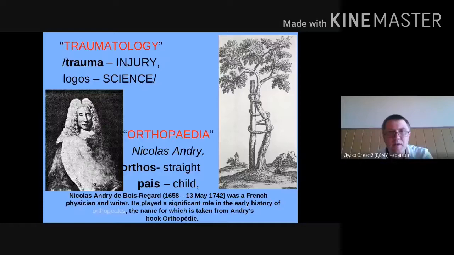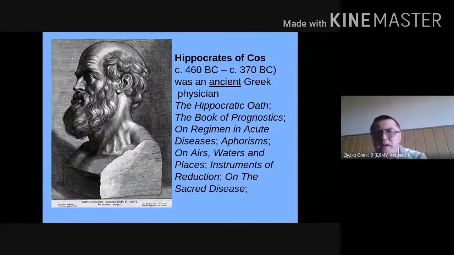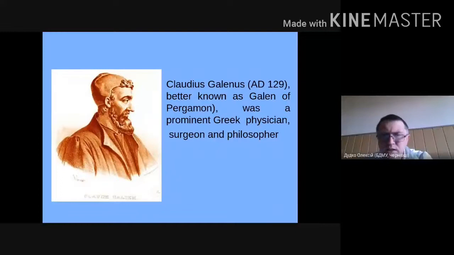One of the first physicians who studied how to manage injuries and dislocations was Hippocrates, of course, living more than 2,000 years ago. He was a great philosopher, the founder of principles of how to treat fractures and how to treat different dislocations. He invented mechanisms to reduce fractures. Next was a prominent Greek physician, Claudius Galenus, surgeon and philosopher.